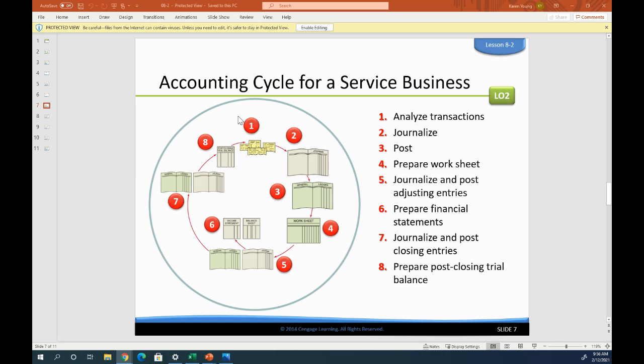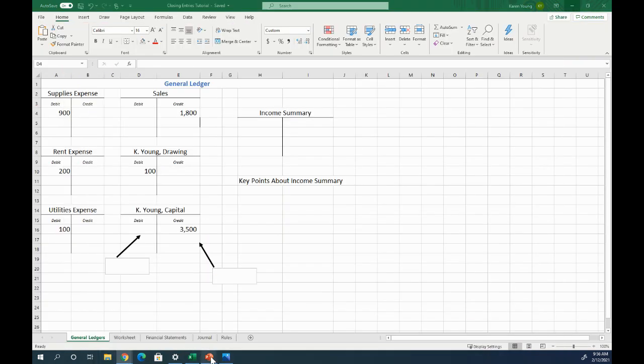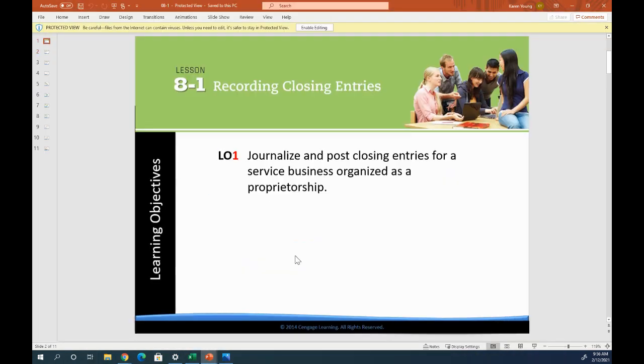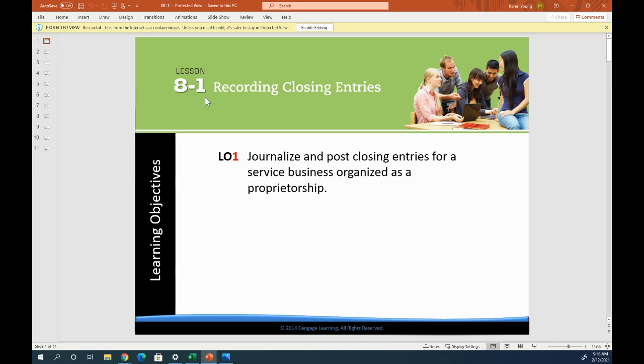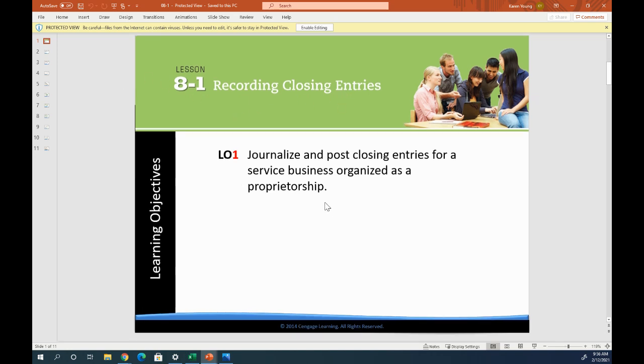So let's get started. I'm going to be walking you through a problem that I've created. We're not going to jump right into the work together. First, you really need to get a thorough grip and background about what has happened and what changes we need to make. Okay, so let me minimize this one. I should have another PowerPoint. Okay. All right, so 8-1 is recording closing entries.